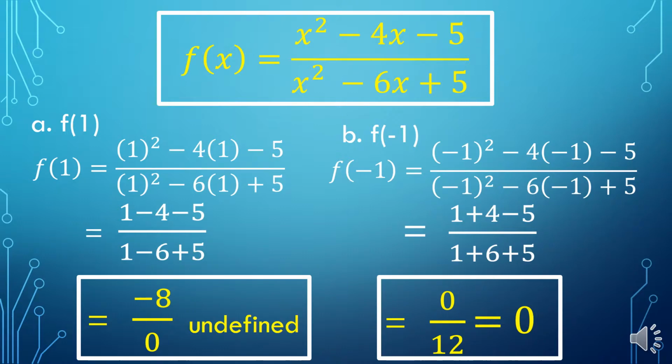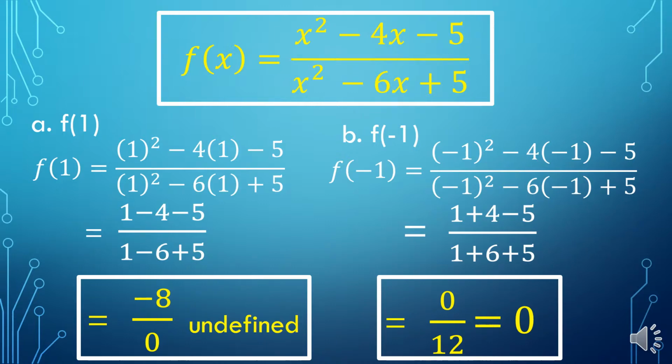1 to the power of 2 is equal to 1, minus 4 times 1 is equal to negative 4, bring down negative 5. Divided by 1 to the power of 2 is equal to 1, minus 6 times 1 is equal to negative 6. Bring down positive 5. 1 minus 4 is equal to negative 3. Minus 5 is equal to negative 8. Divided by 1 minus 6 equals negative 5, plus 5 is equal to 0. Negative 8 divided by 0 is undefined.